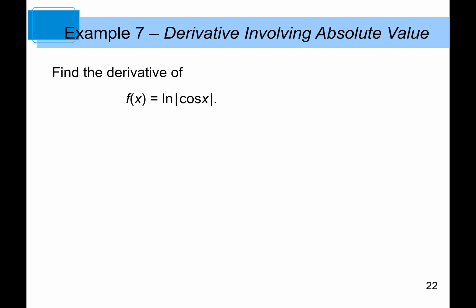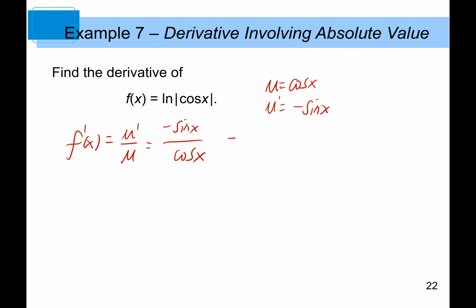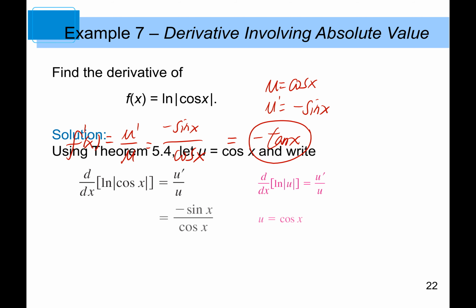Let's take a look at the example. Find the derivative of f of x equal to ln of cosine of x. Okay, so in this case, u is equal to cosine x. So u prime, the derivative of cosine x, is negative sine x. So f prime of x should be equal to u prime over u, so negative sine x over cosine x. Sine x over cosine x is tangent x, so the answer is negative tangent x. And that is pretty much it.